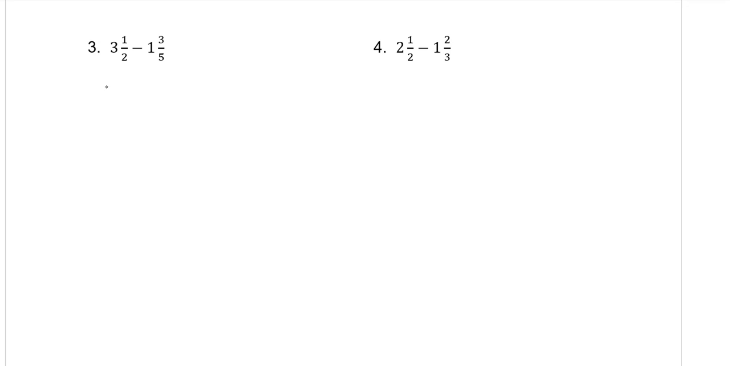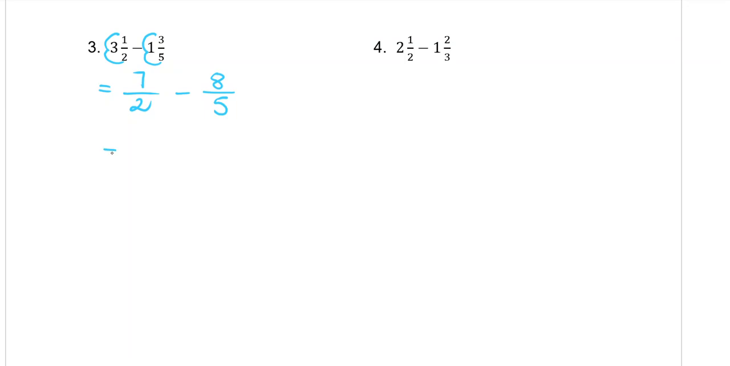First line, turn them into improper fractions. So the 2 on the bottom stays on the bottom. 2 times 3 is 6, plus 1 makes 7. Minus, now let's do the other one. 5 on the bottom stays on the bottom. 5 times 1 is 5, plus 3 makes 8.